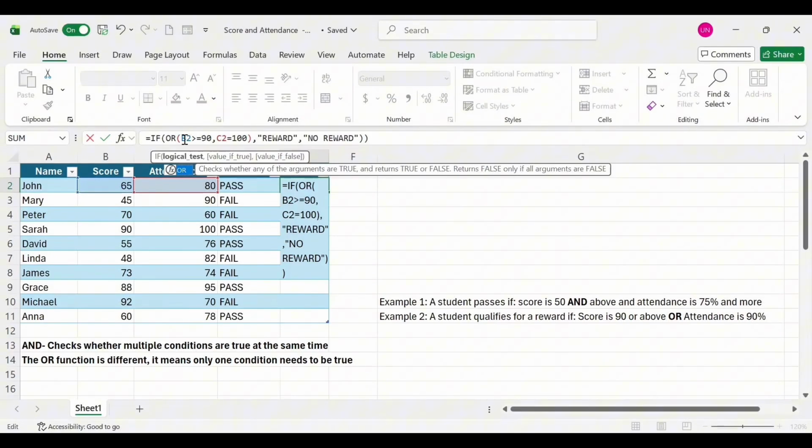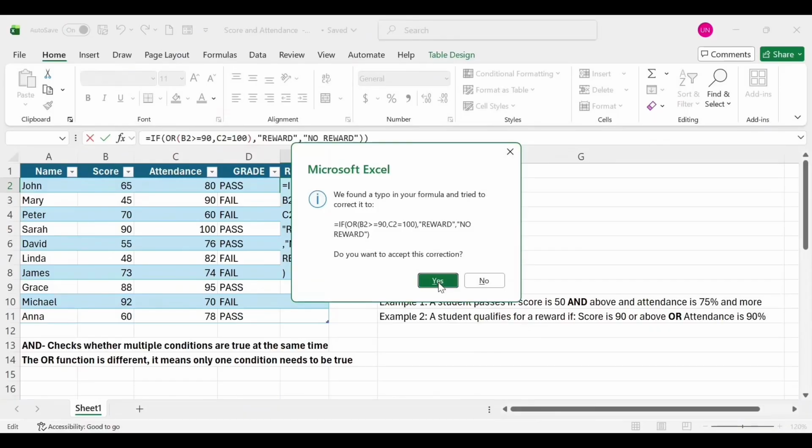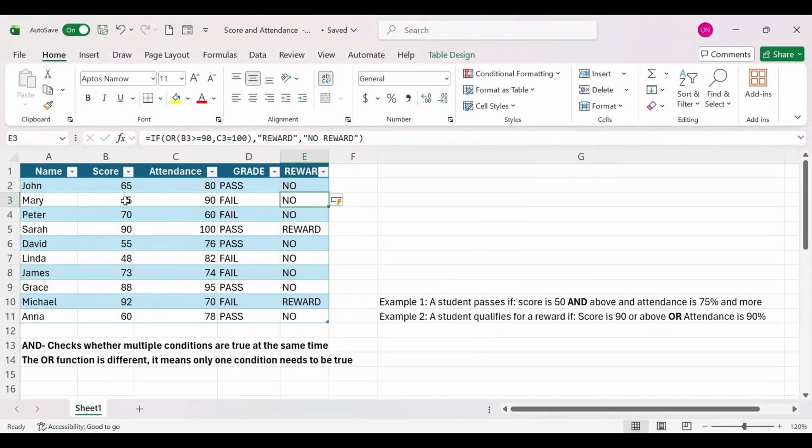So we do enter. So let's see. John didn't get any reward because he didn't score up to 90 and his attendance is not up to 100. Now let's move down to this person, Sarah. Sarah has 90. Great. And also has 100. Nice reward. Now let's come here. This person met one of the criteria. So Michael has 92, but even his attendance is not up to 100, but he got his reward. Amazing.